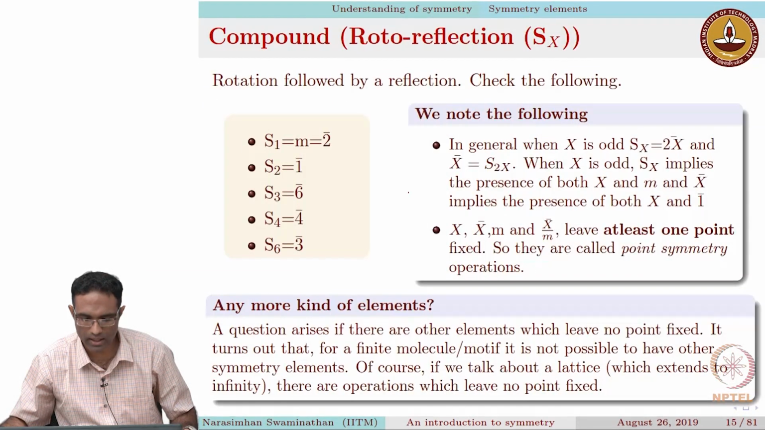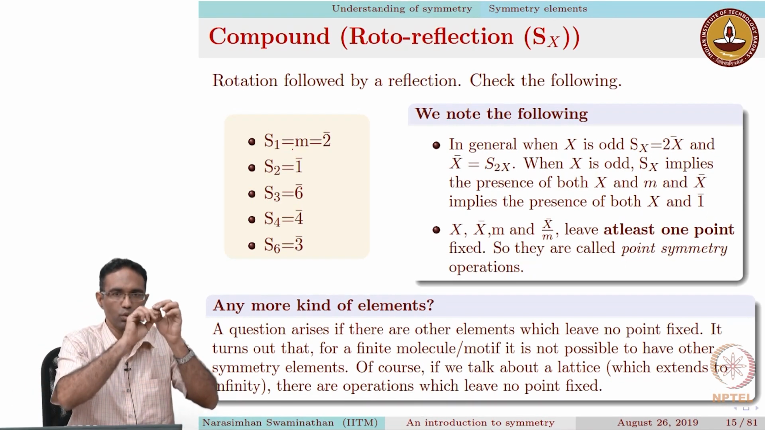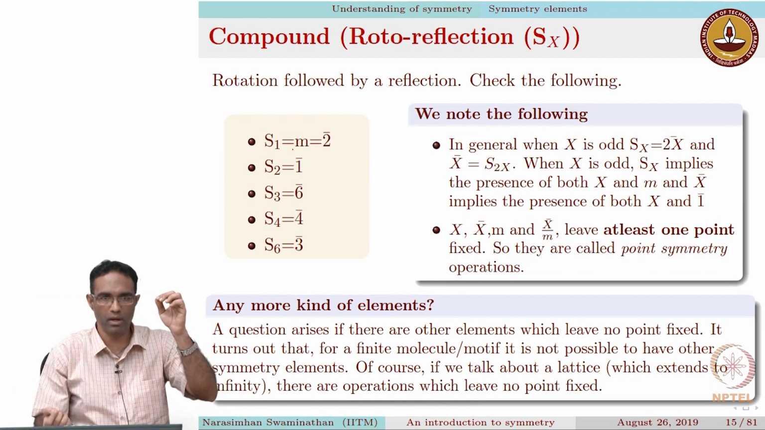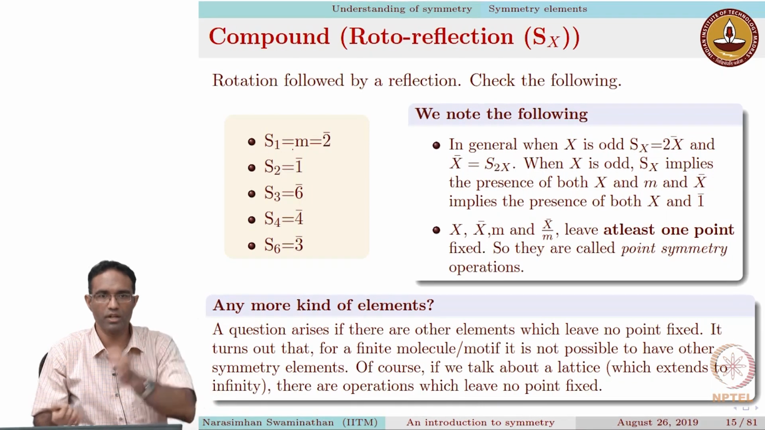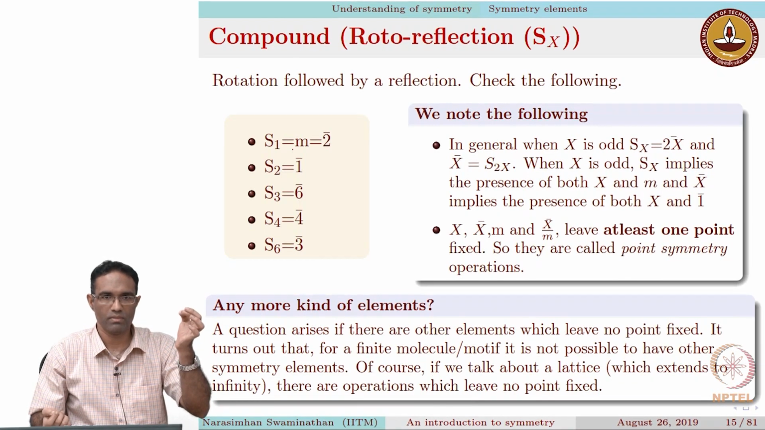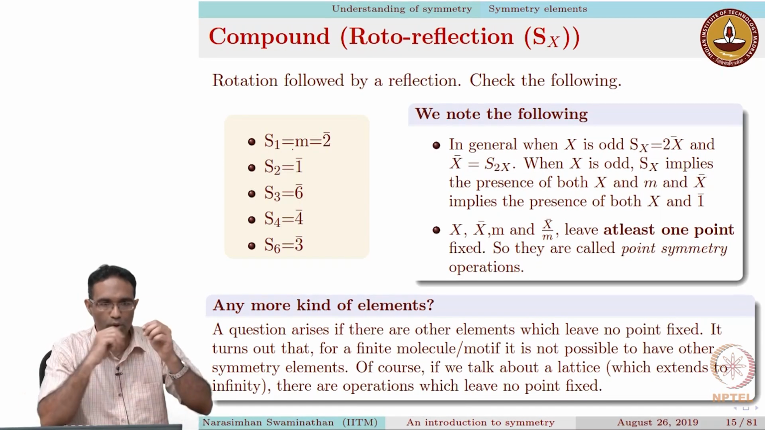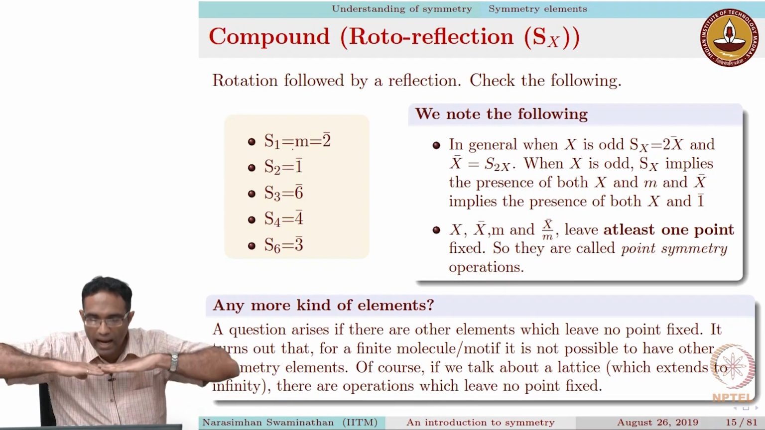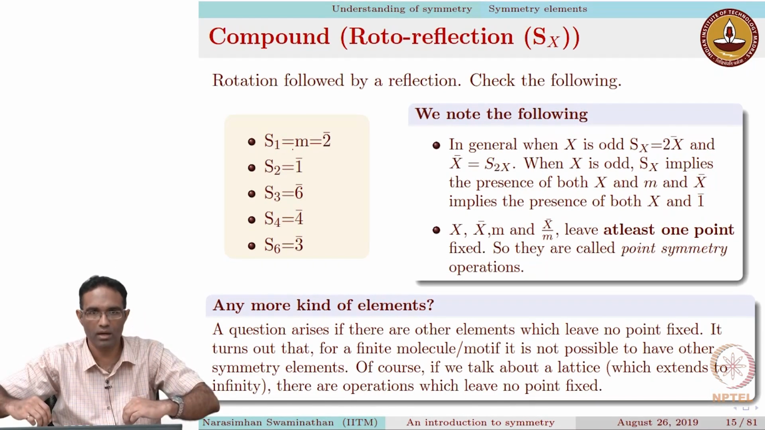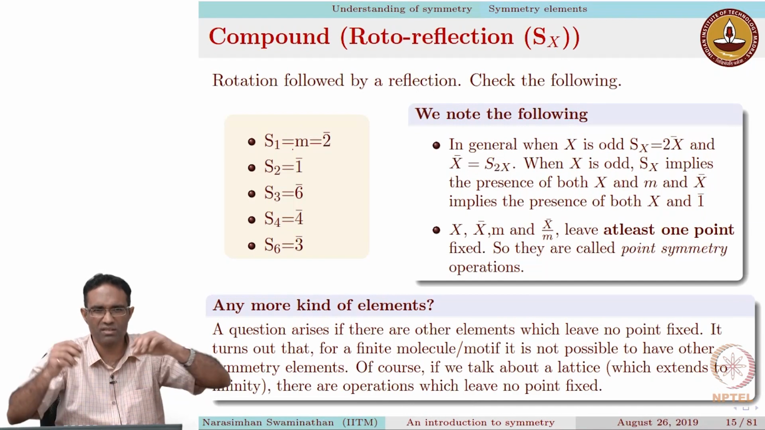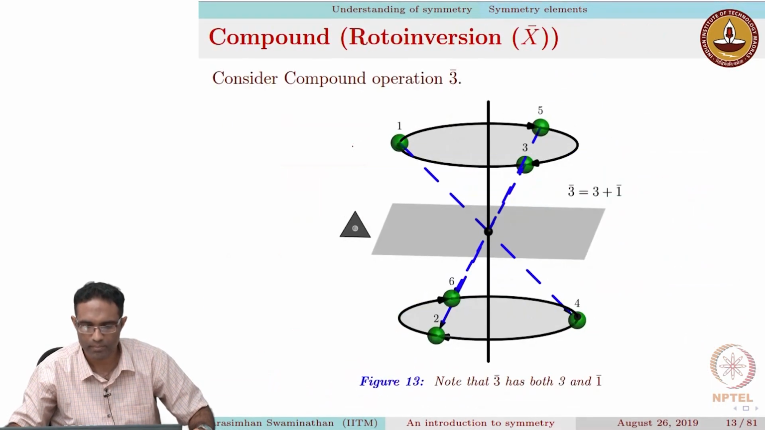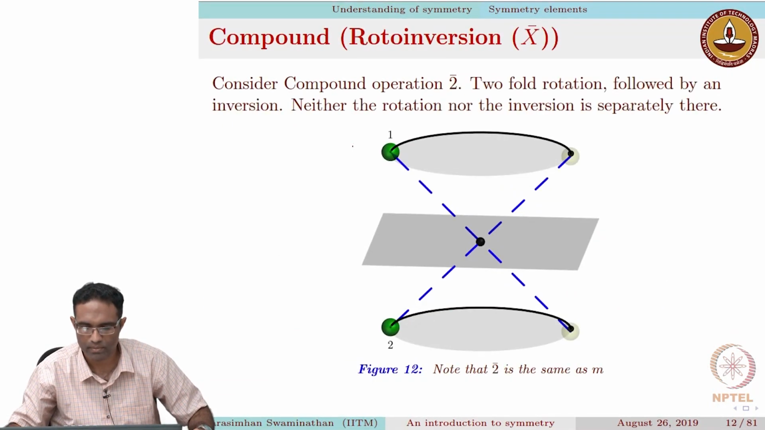I will show you that slide. S2 is twofold rotation followed by a mirror, right? So it means an inversion. It means an inversion, not a mirror. It's not just a twofold rotation. But is the mirror perpendicular to that twofold rotation axis?